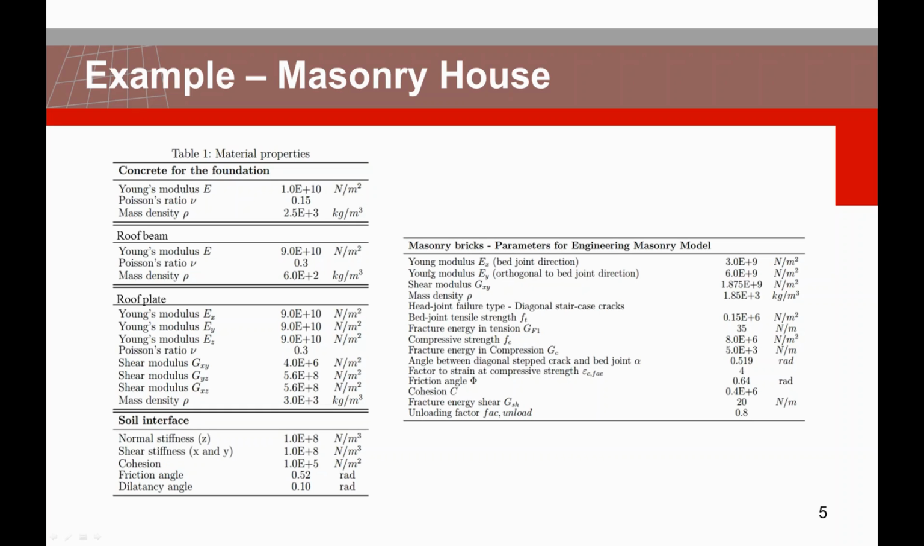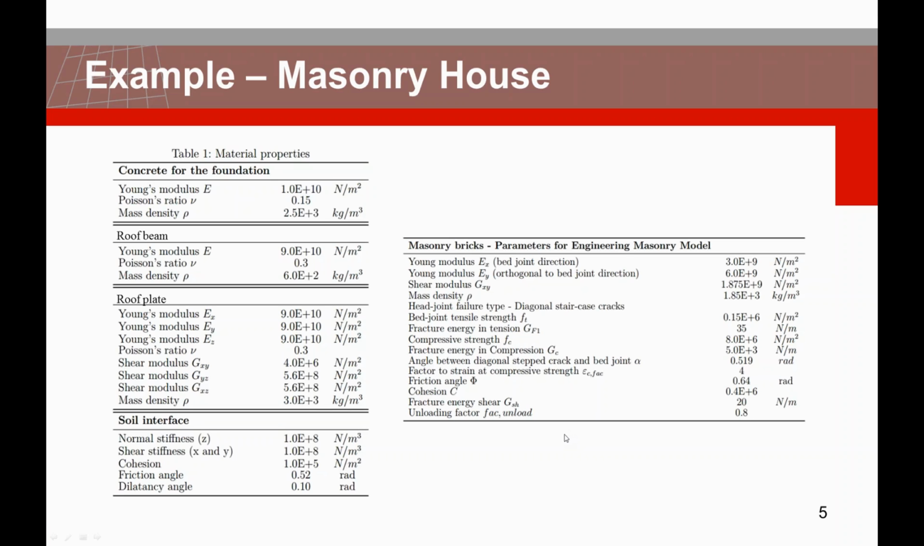It is an orthotropic material. First we input the orthotropic elasticity parameters, and then we choose a joint failure type. In this case, we will choose the diagonal staircase cracks. There are various options for joint failure in this model in DYANA, so please see the documentation for more information.